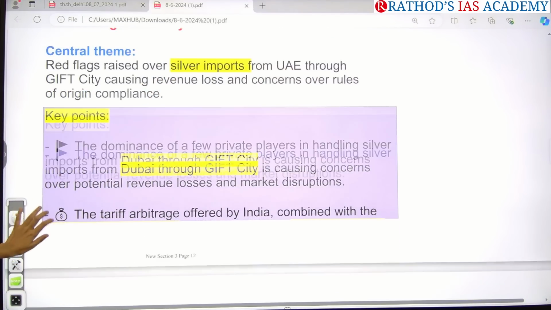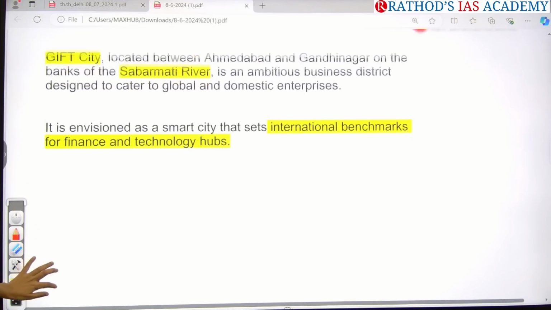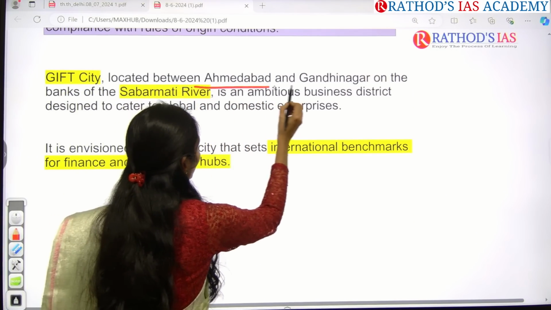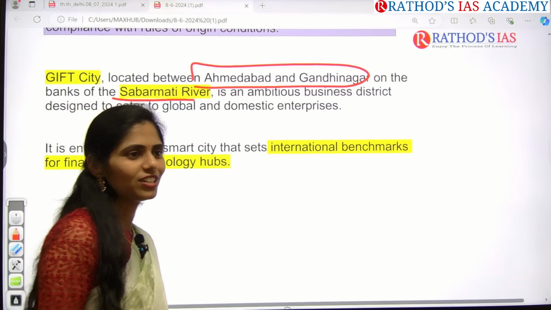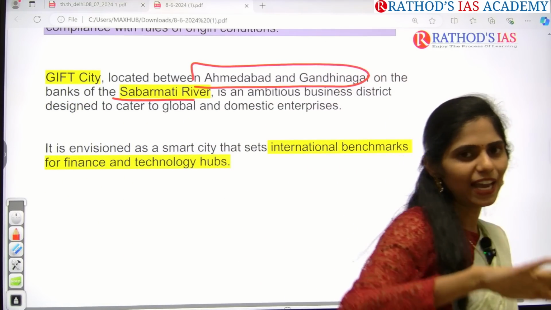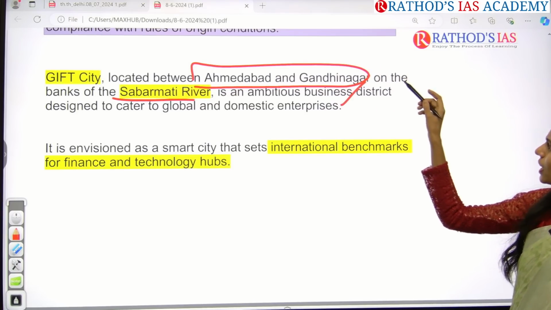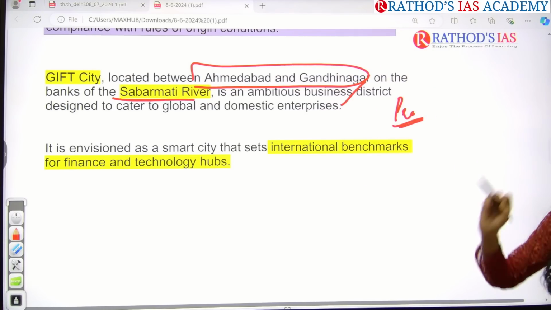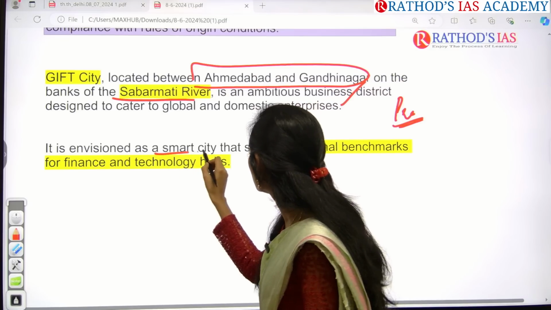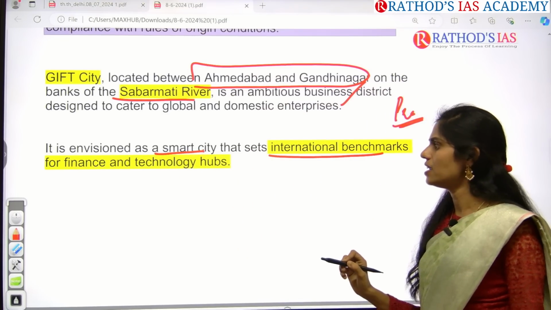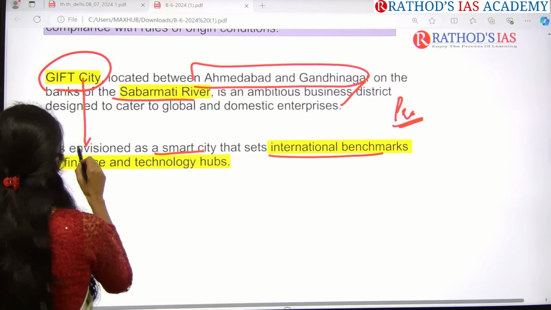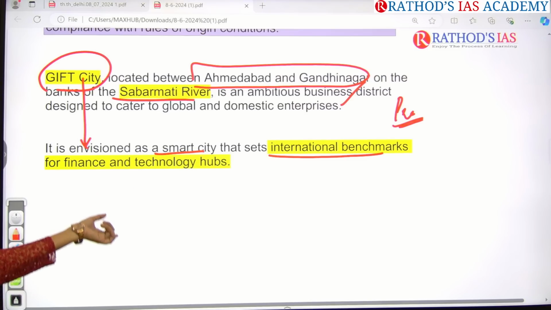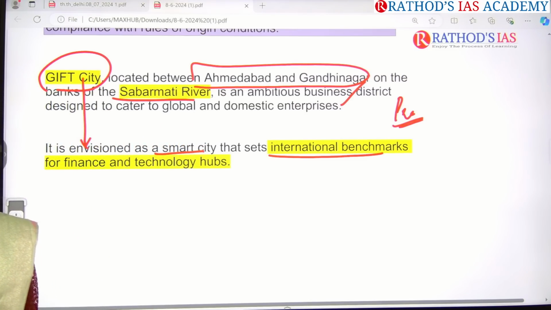And we have to see what this Gift City is. Gift City is located in the Ahmedabad and Gandhinagar region on the banks of the Sabarmati river. Here you can get a question regarding so-and-so city, along which bank of the river it is located, so you can expect a prelims-based question here. It is envisioned as a smart city that sets international benchmarks for finance as well as technology hubs. So this Gift City is focusing on financial services, some technology hubs, and also on international benchmarks. So this is about Gift City.